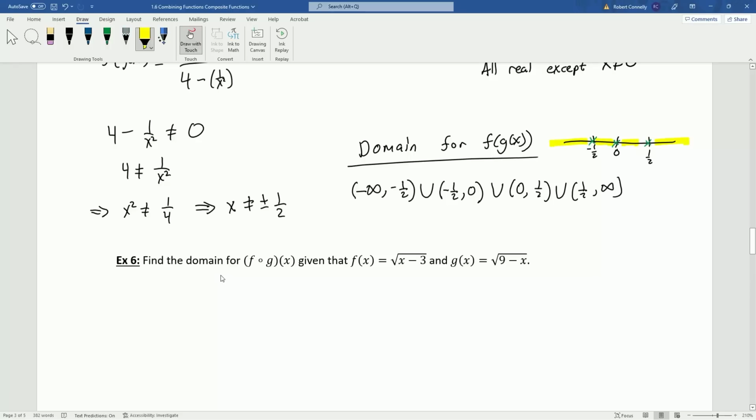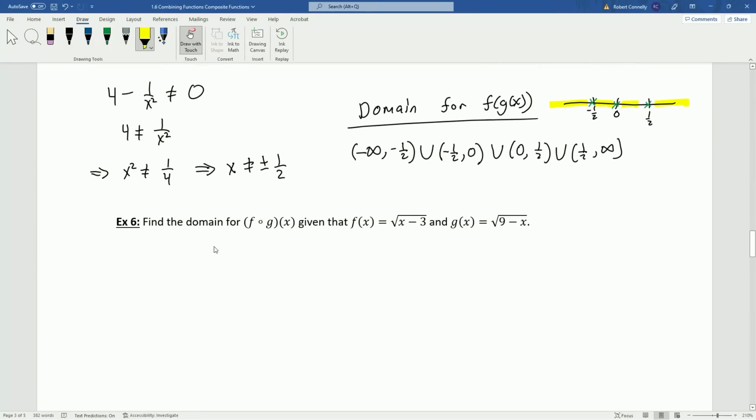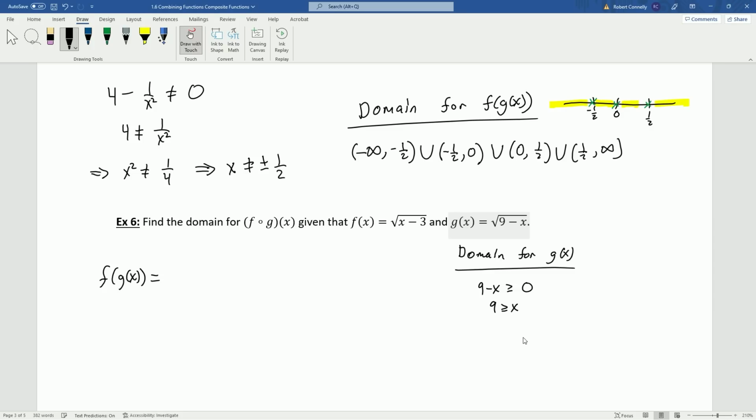Okay, so now let's take a look at this composition of functions, f of g of x, where f is equal to the square root of x minus 3, and g is equal to the square root of 9 minus x. So again, we want to look at f of g of x, but let's start by looking at the domain for g of x. The domain for g of x requires that 9 minus x be greater than or equal to 0. So 9 has to be greater than or equal to x.